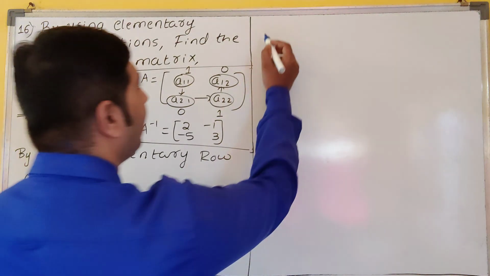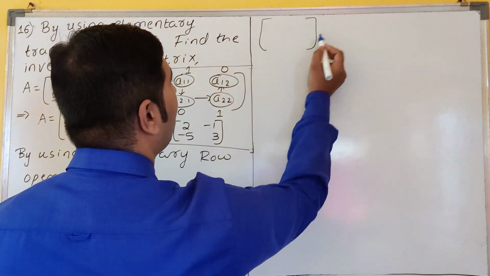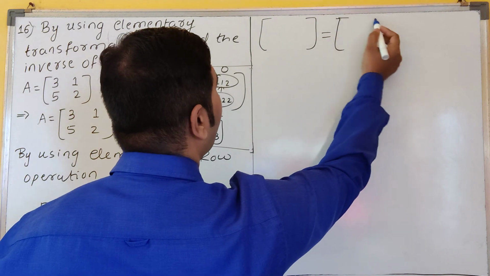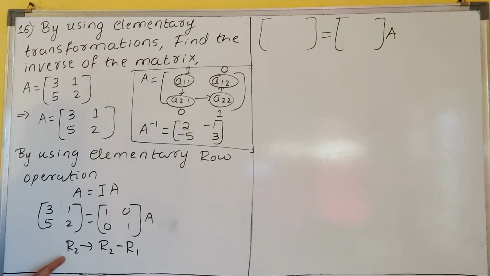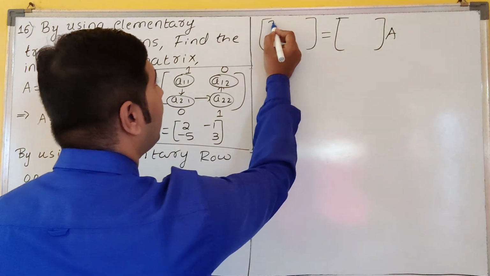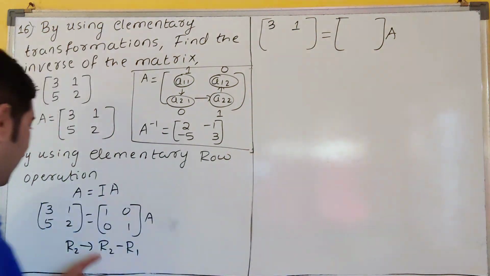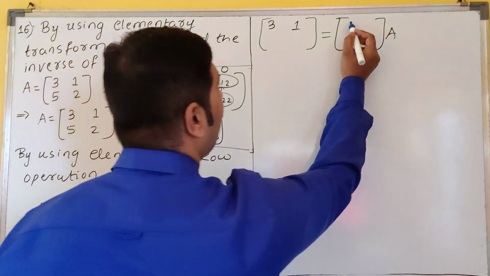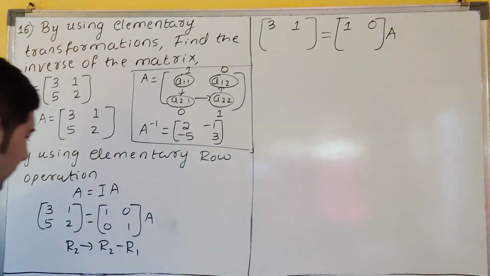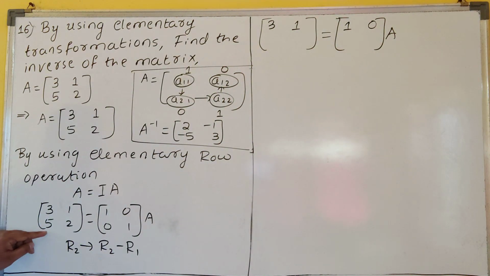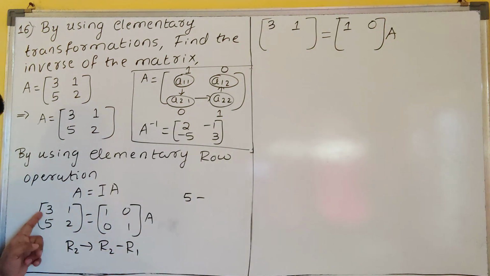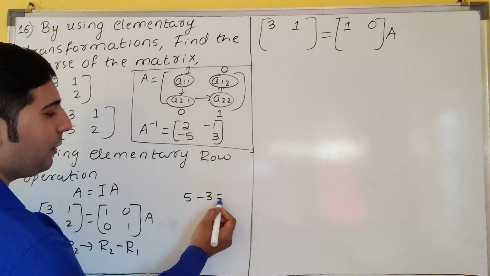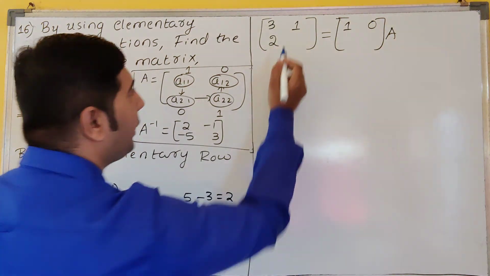R2 minus R1. So now see, R2 you are changing, no? R2 minus R1 means you are changing row 2. So that's why row 1 you write as this. 3 1 and 1 0. I will write as this. R2 minus R1. R2 is how much? 5. 5 minus, see, 5 minus. R1 is how much? 3. 5 minus 3 is how much? 2. We are going to get here 2.